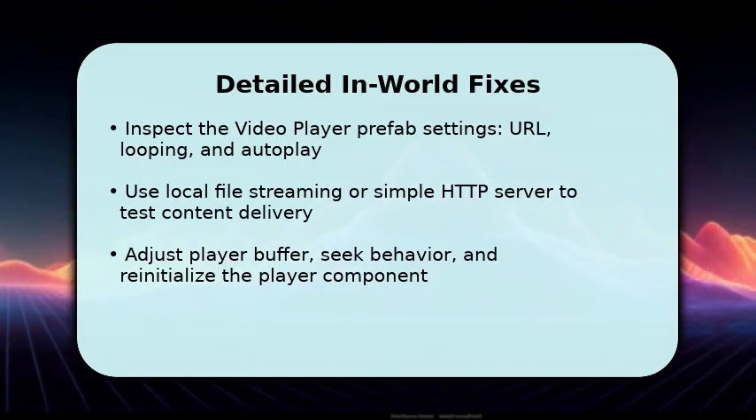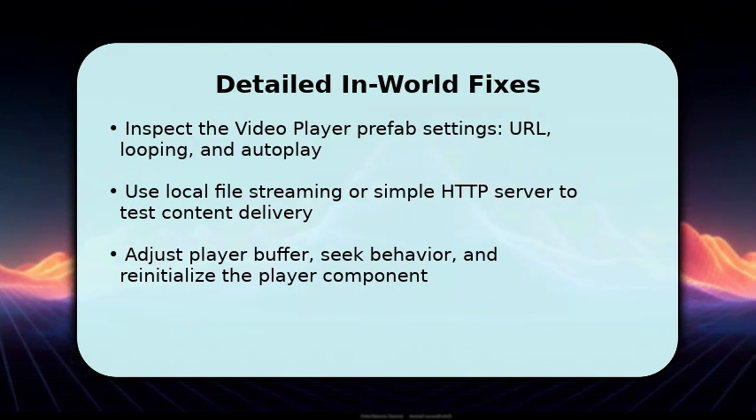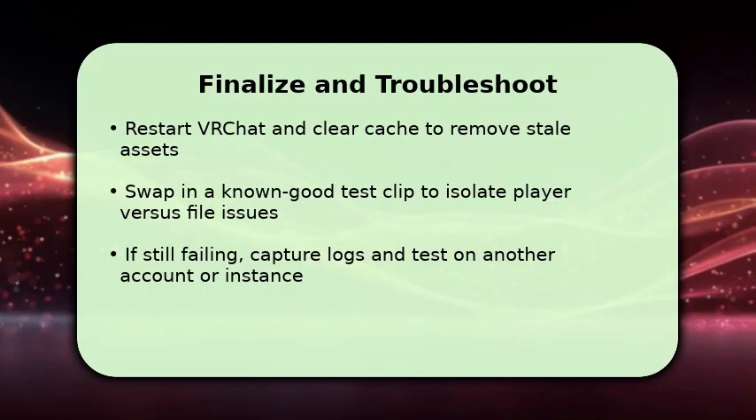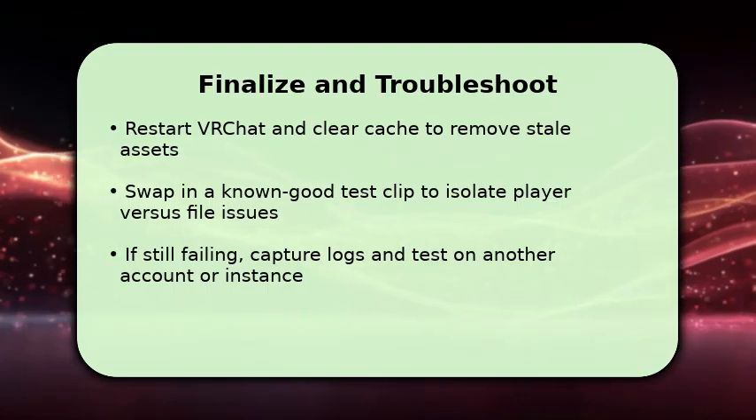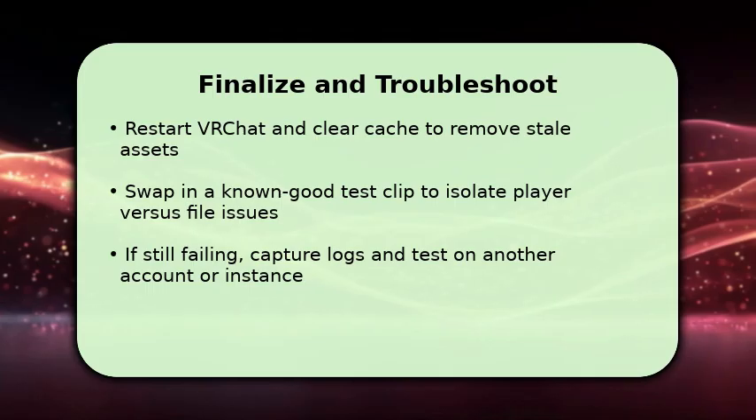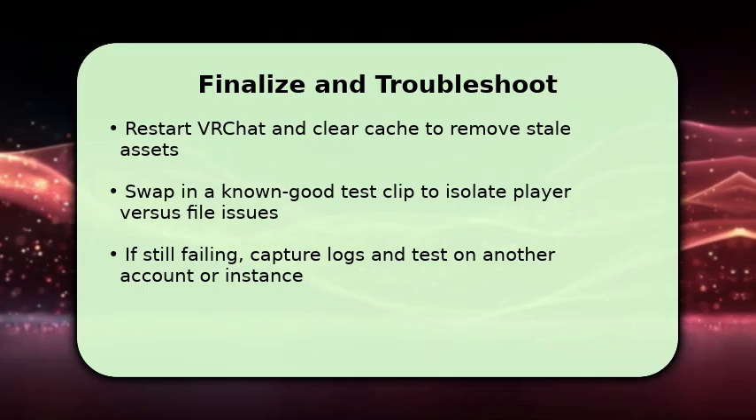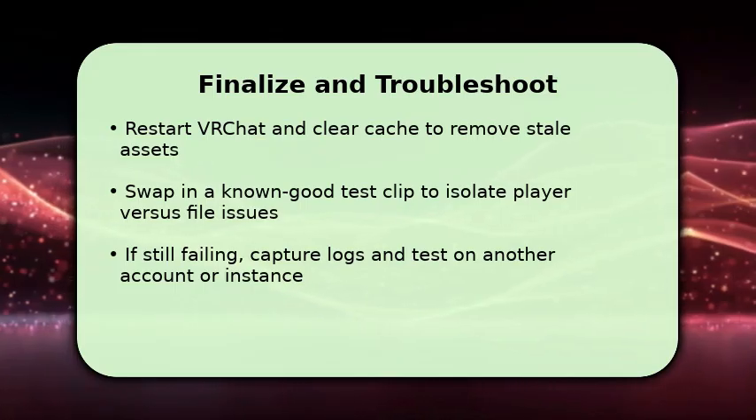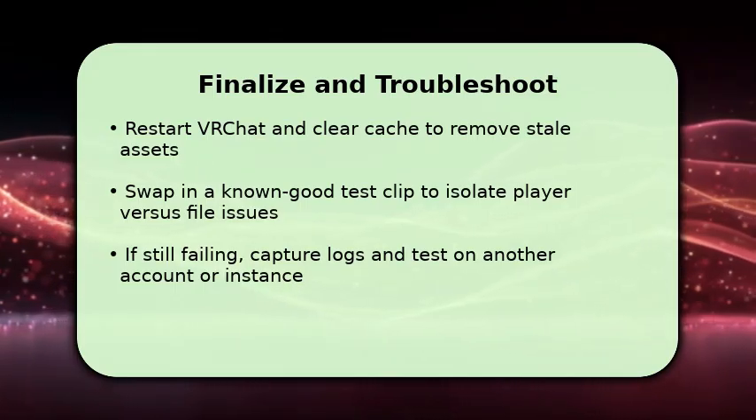Once you see progress, iterate on buffer and retry in the instance. Finish by cleaning up and validating. You should restart VRChat and clear the cache so corrupted assets can't persist. That often fixes missing textures or hung streams. Then swap in a small, proven test clip to determine whether the problem is the file or the player.